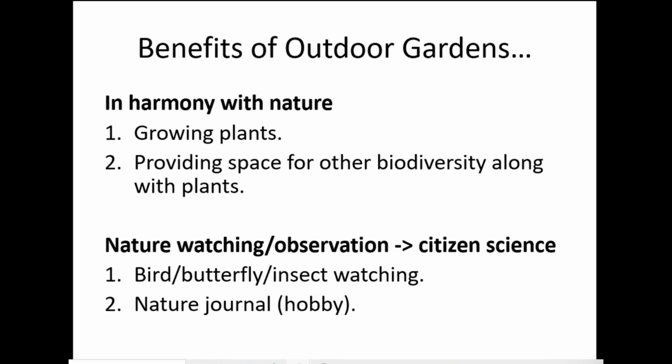And we can observe nature, watching and observation. If you have a really nice garden, or a really nice community garden with flowers, fruits, and others, we can note down how many birds are visiting, how many butterflies are visiting, what insect is visiting, and in which season. Those things we can make out, and we can start a nature journal. So this is citizen science.